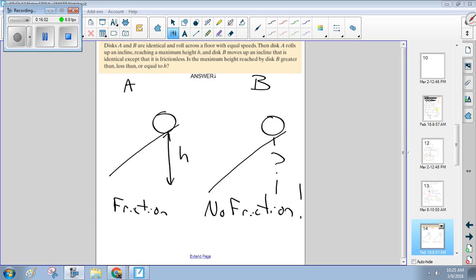For the one with no friction, what forces are acting on it? Gravity. Anything else? Just the normal force, but what forces affect its motion? Just that parallel component of gravity, right? Okay, cool. How about A? A is also going to have gravity pulling it down, and friction. Which way will friction act?